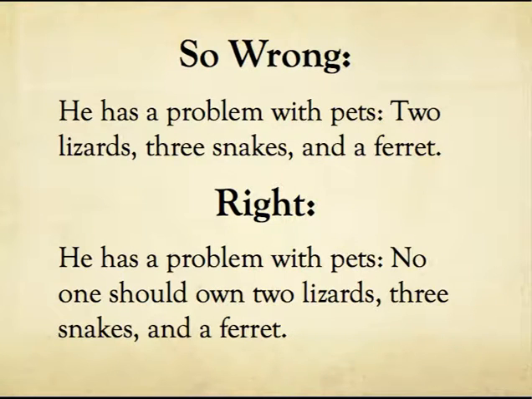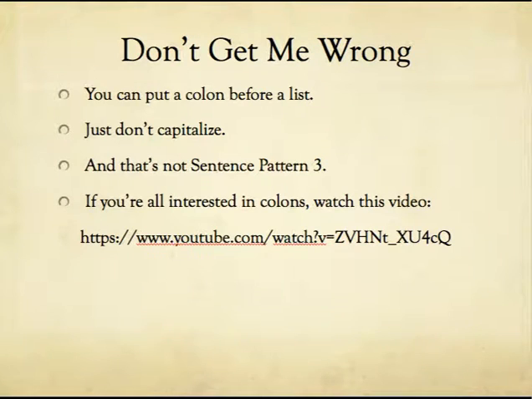Of course, there are ways you can really mess this up. Look at my so wrong sentence. He has a problem with pets: 2 lizards, 3 snakes, and a ferret. Well, that may indicate a problem, but it's not a complete sentence. The second example is the right one. He has a problem with pets: no one should own 2 lizards, 3 snakes, and a ferret. Don't get me wrong, you can put a colon before a list. Just don't capitalize the words that come after the colon. And by the way, that's not actually sentence pattern number 3.